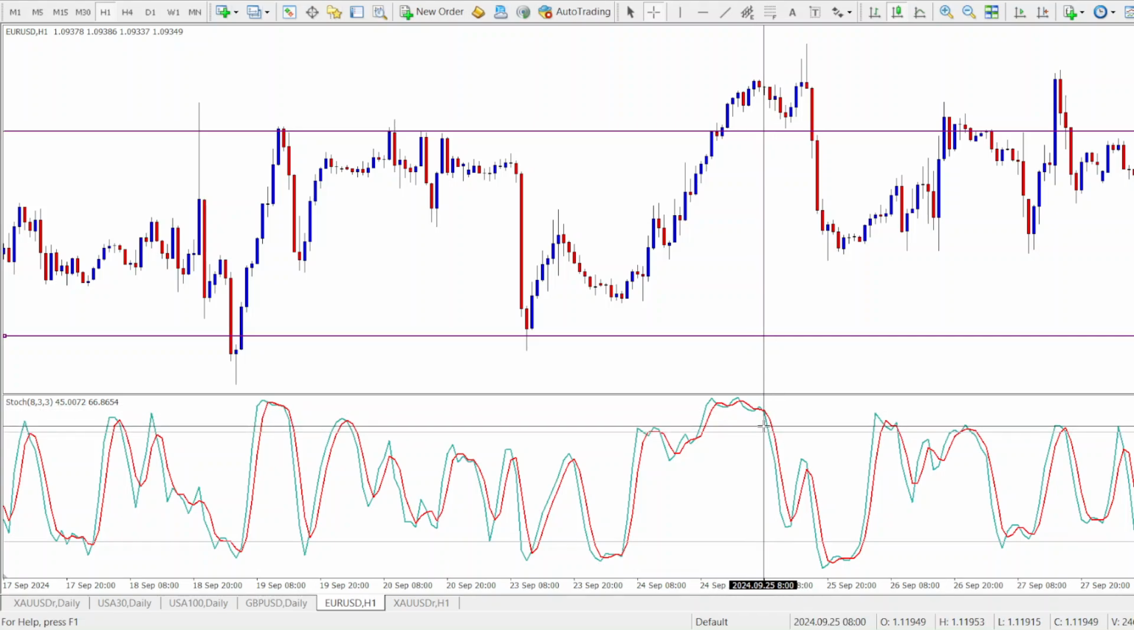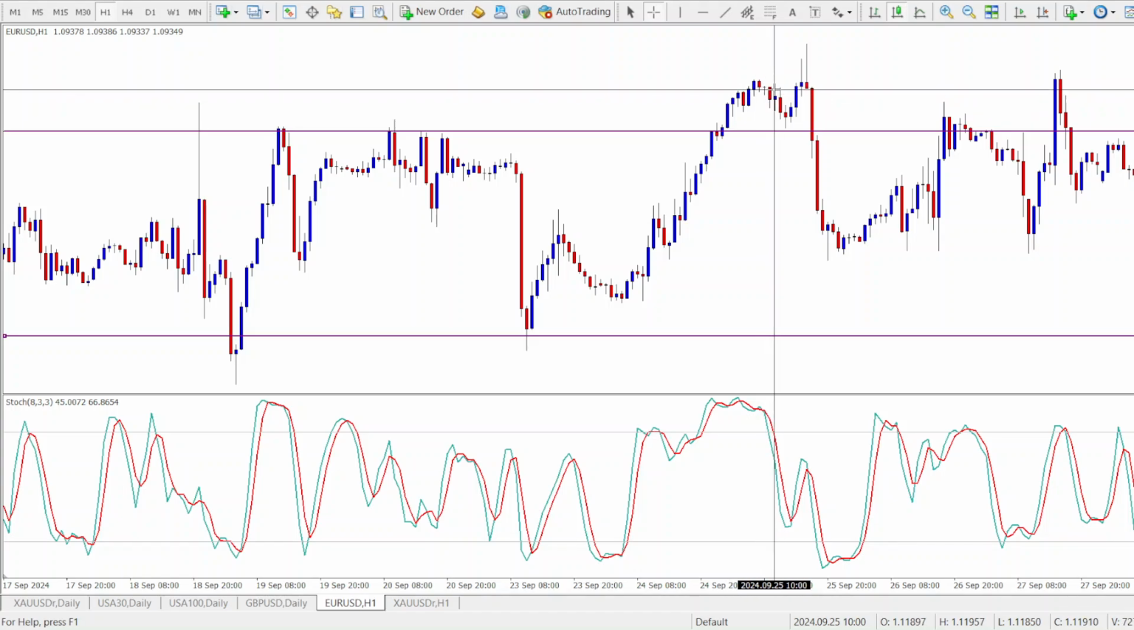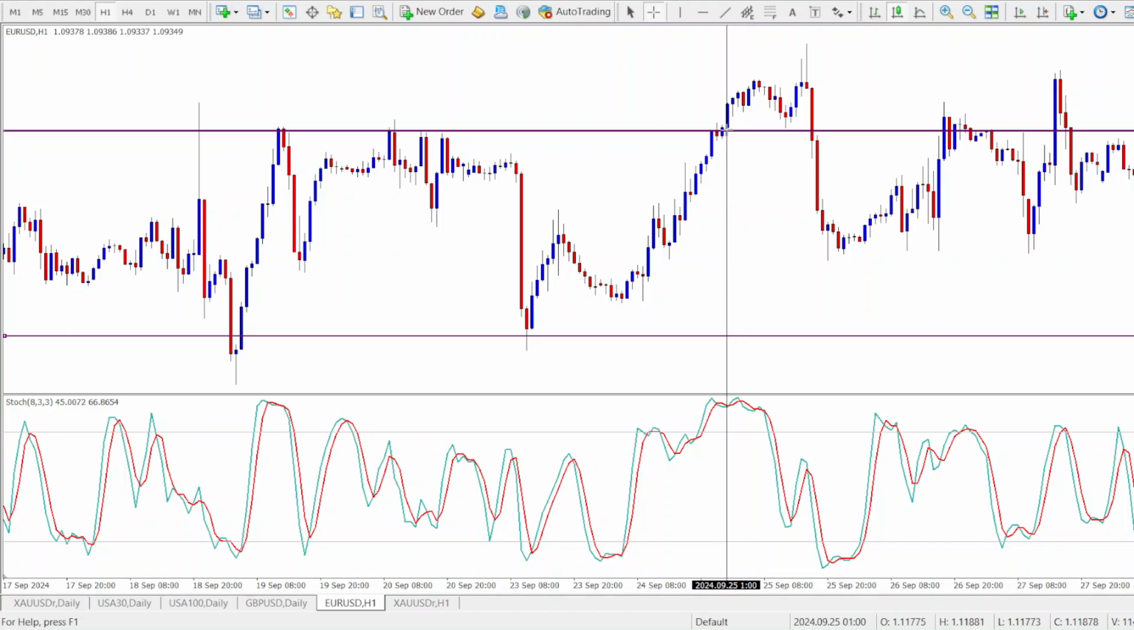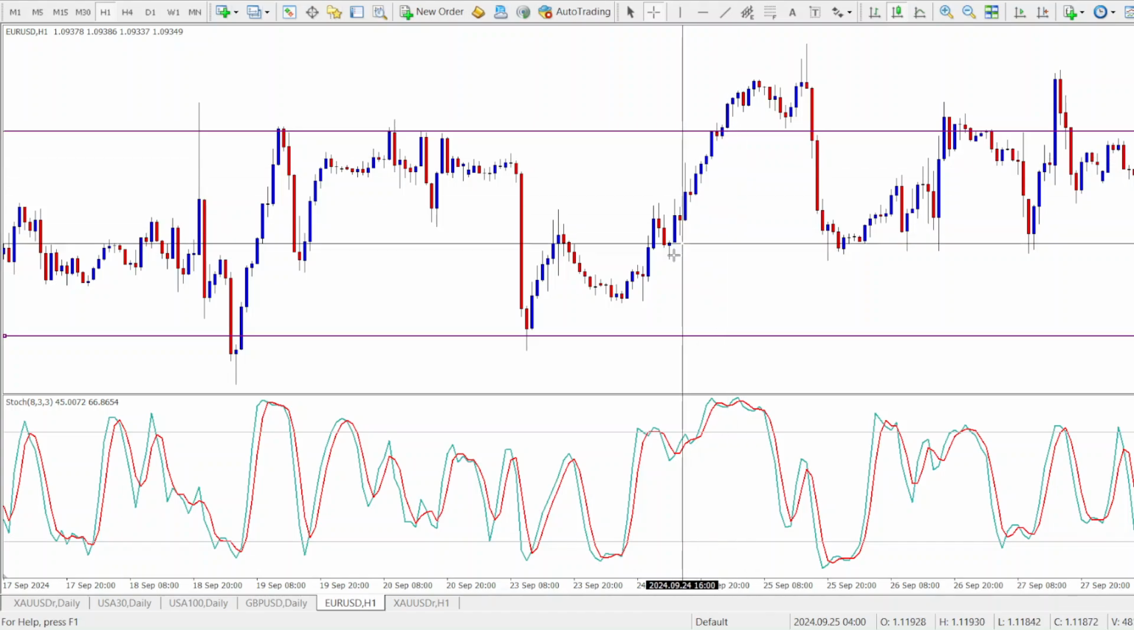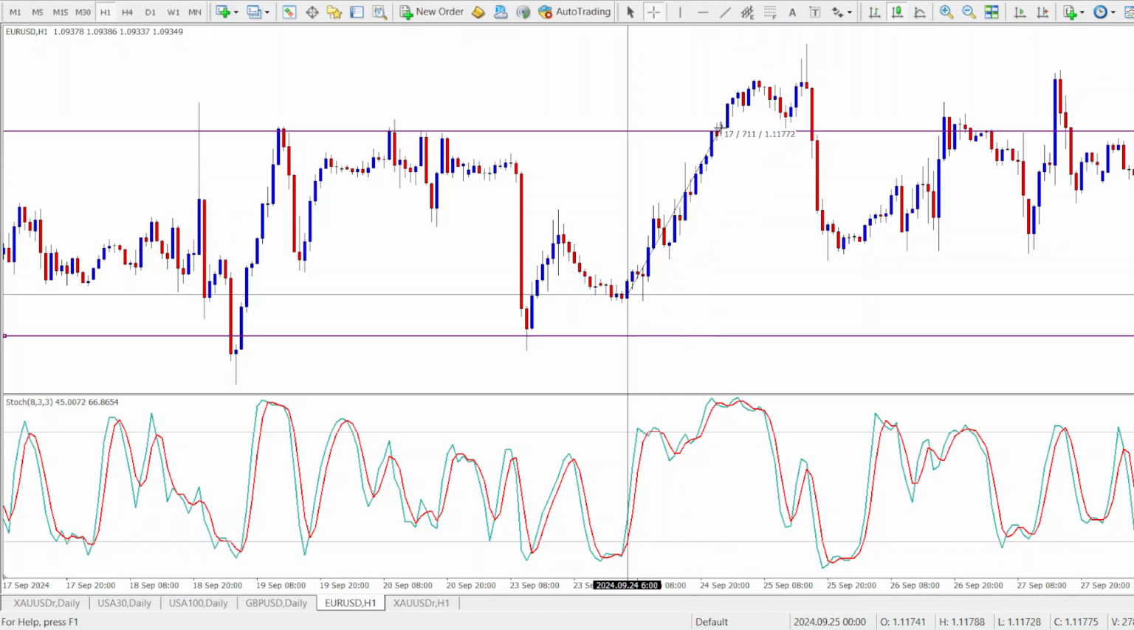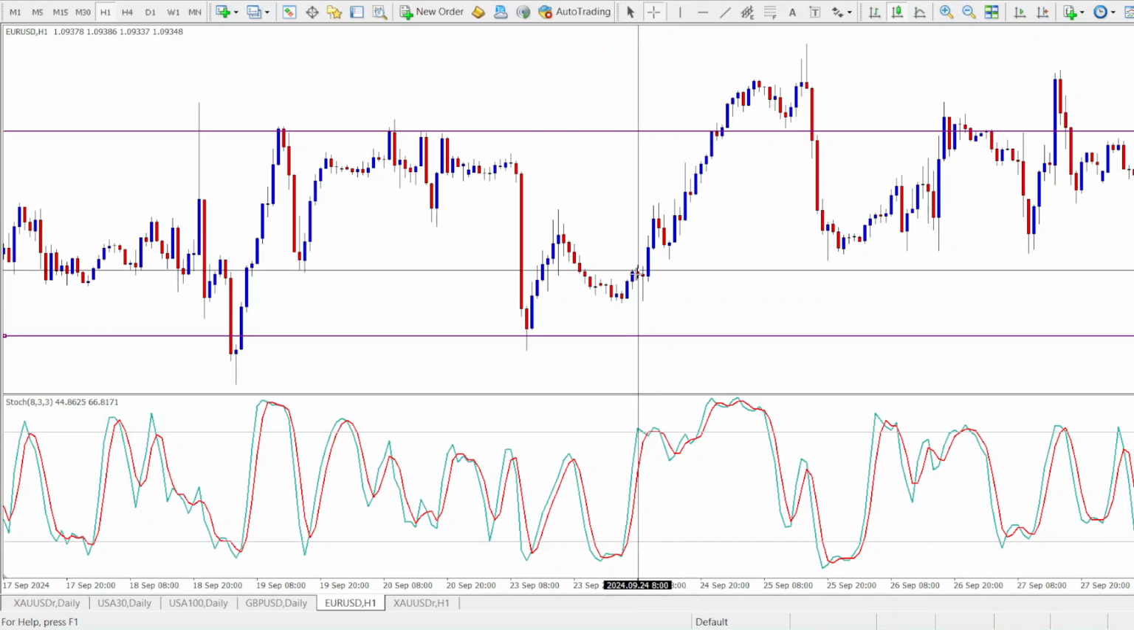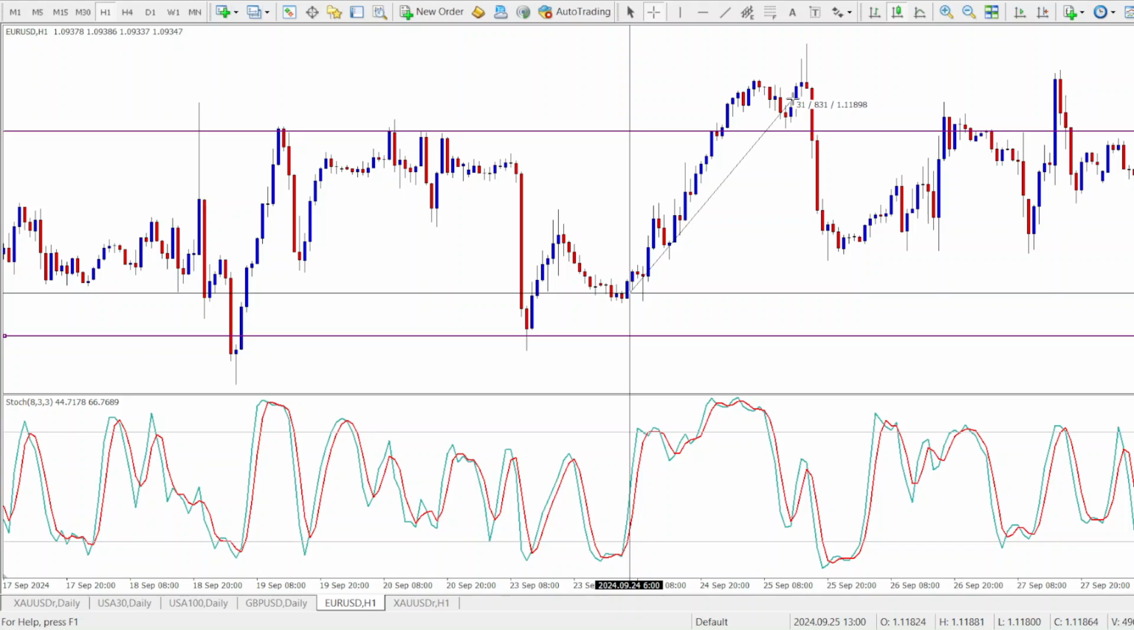So this place would have been a good place to exit our buy. On the other hand, you could have decided to exit at the resistance level. Either way, you caught a good number of pips. If we had exited at the resistance, that would have been about 71 pips. If we had exited at the sell signal from the stochastics, we would have exited with about 83 pips, right? So that's just it. It's very, very easy to use.